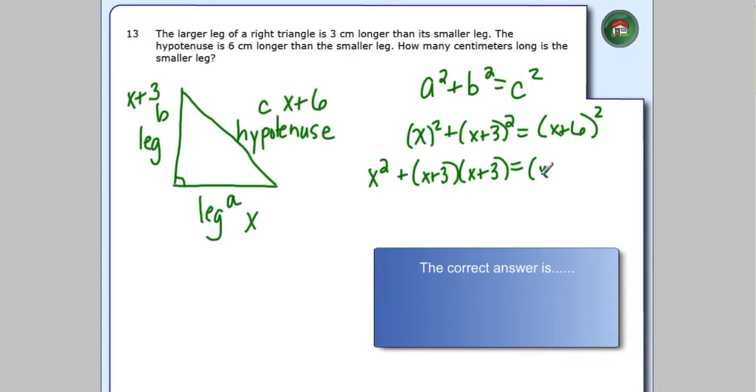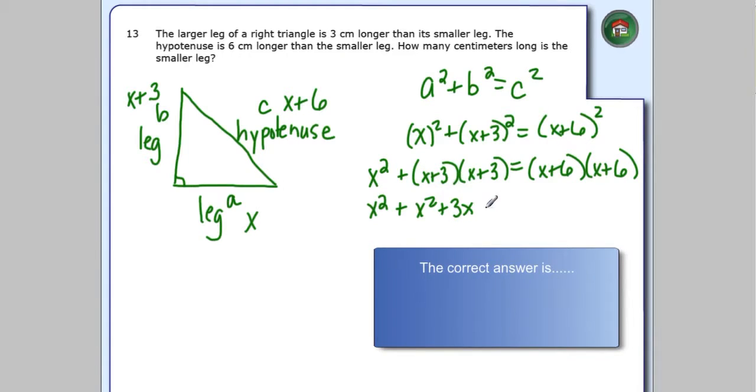And then x plus 6 is the same thing. You would write that twice. Now our overall goal is to solve for x, so we're going to have to simplify this. That would be x squared, and then you would distribute this out, which would be x squared, and then 3x.